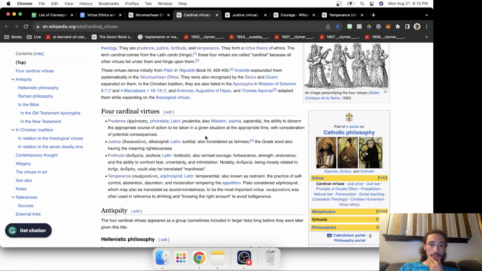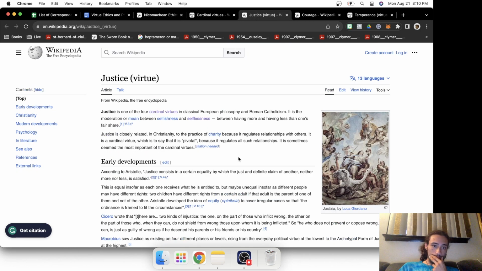Justice. Also considered as fairness. Like Libra, kind of. The Greek word also has the meaning righteousness. Justice is one of the four cardinal virtues in classic European philosophy and Roman Catholicism. It is the moderation or mean between selfishness and selflessness, between having more and having less than one's fair share.